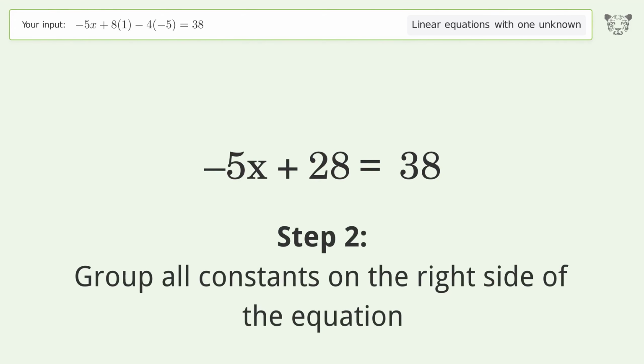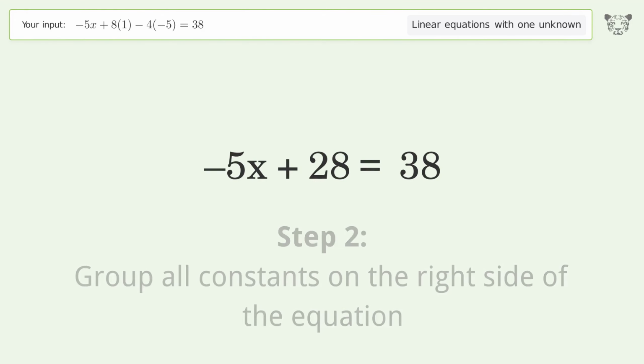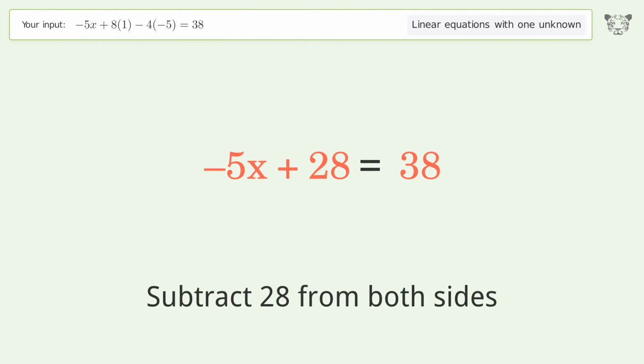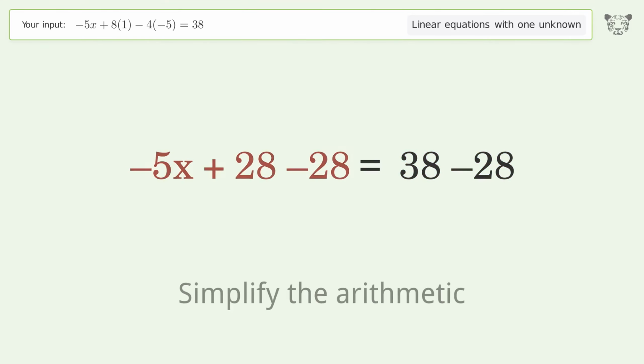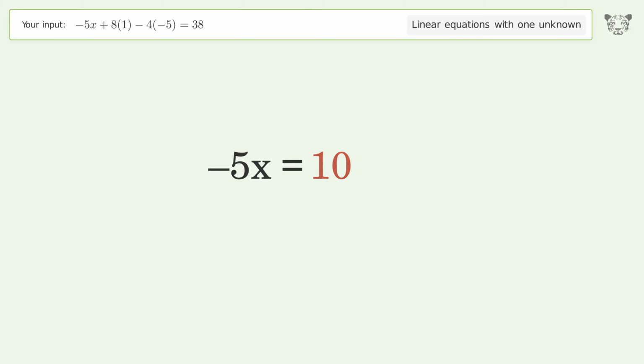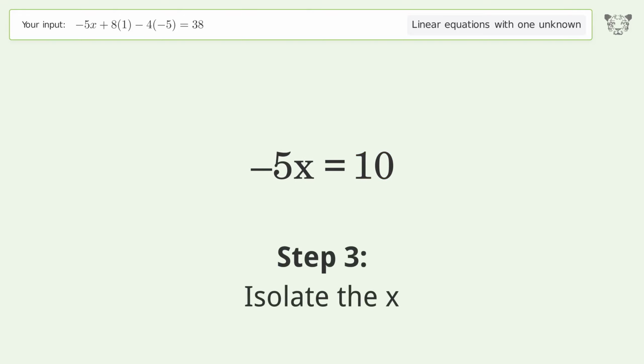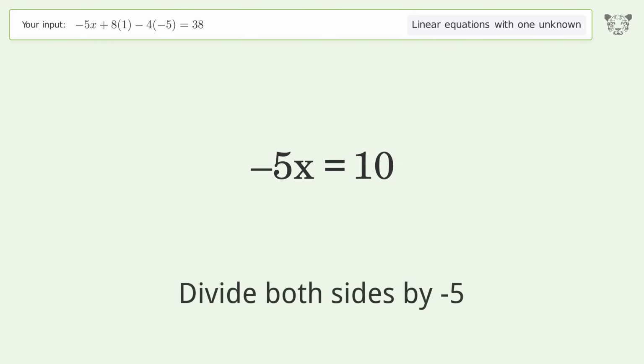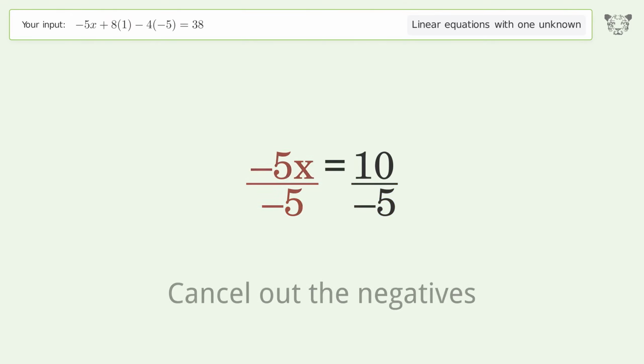Group all constants on the right side of the equation. Subtract 28 from both sides. Simplify the arithmetic. Isolate the x. Divide both sides by -5. Cancel out the negatives.